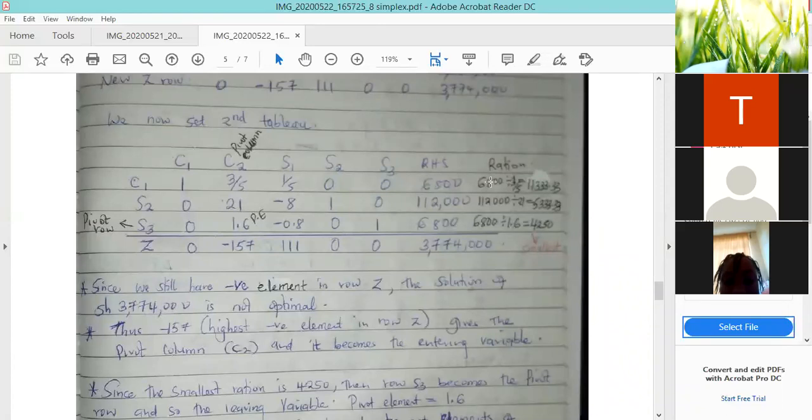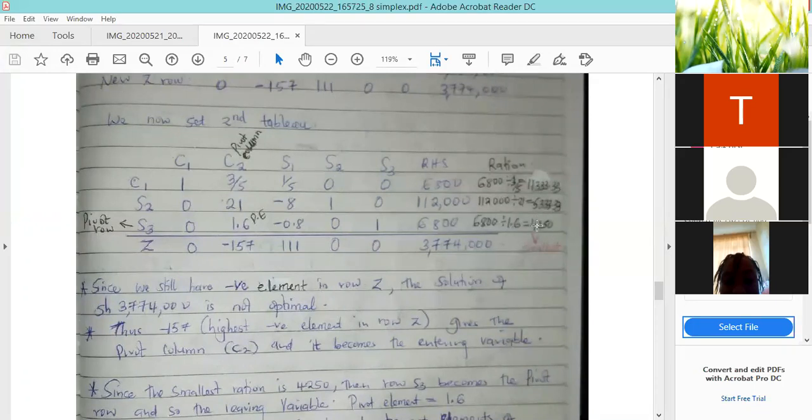I'll start with 6,800 divided by an element of 3 over 5. That becomes, in my workings, 11,333 with the 3 recurring there. Then 112,000 divided by 21. In my case, it was coming to 5,333, again with the 3 recurring. Finally, we have 6,800 divided by 1.6, which was coming to 4,250 in my case. And you can see again, this is the smallest ratio.